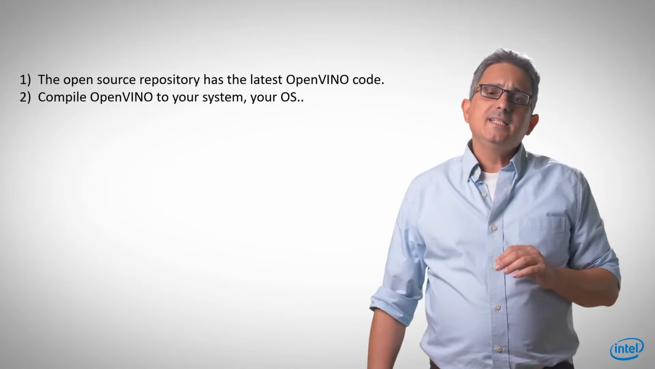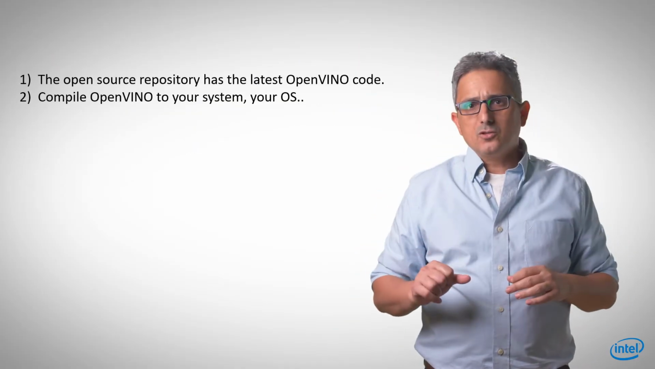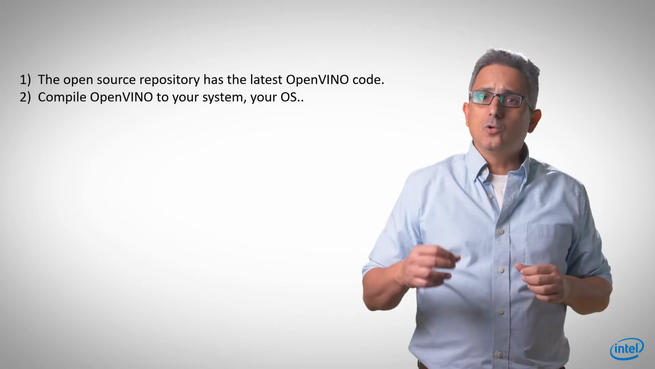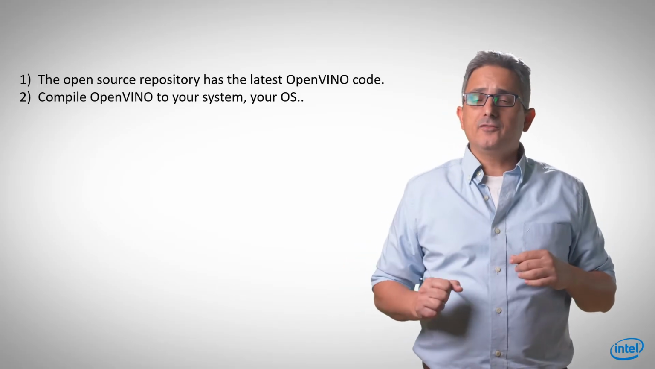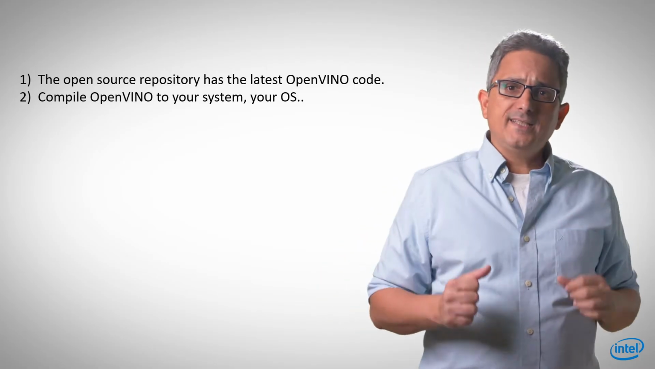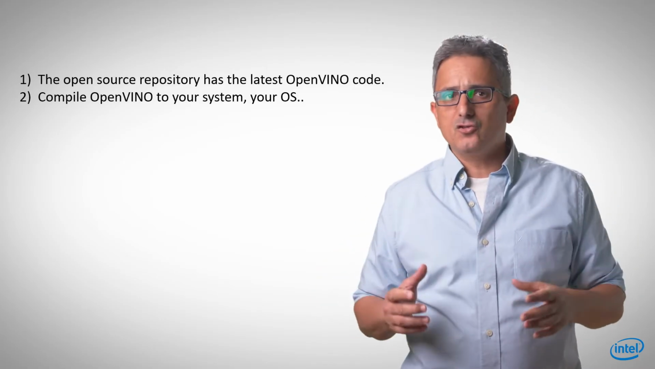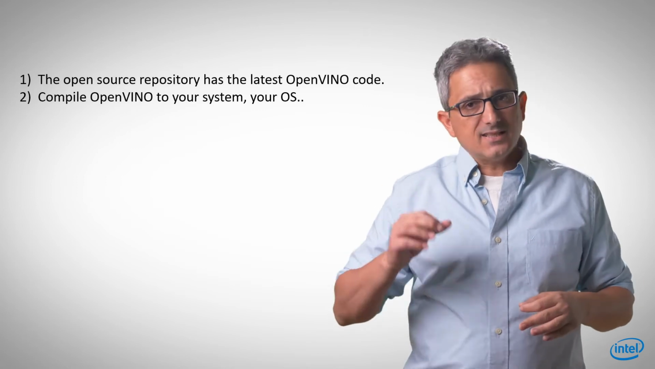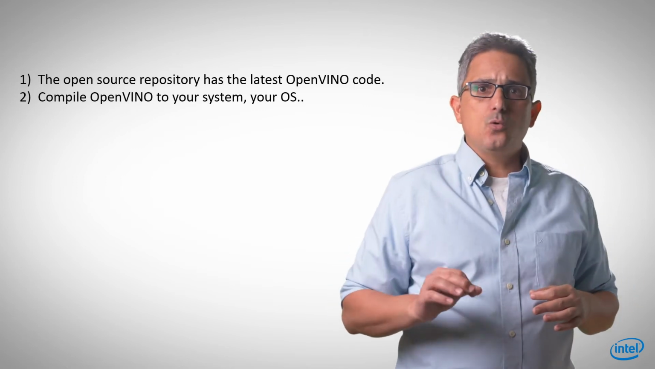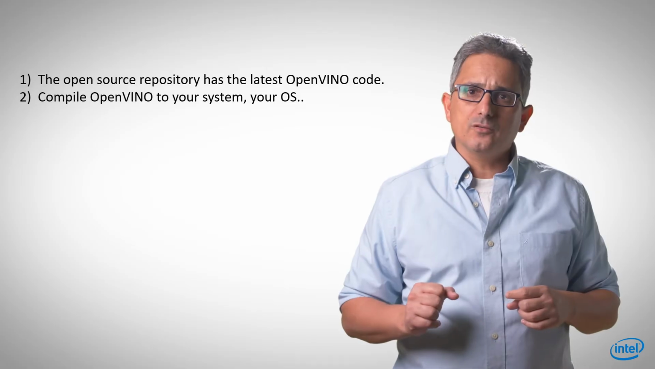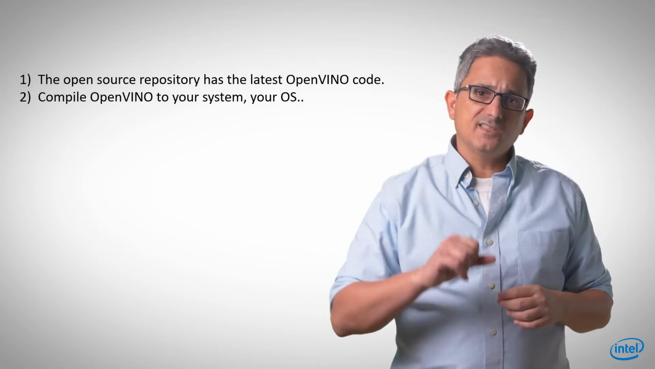Advantage number two is that you can take the open source code and compile it to your specific machine, your specific OS version. We are already supporting many operating systems, but there are so many others and many versions. If you need your customized one, this is your way to do it. Get the latest version and build it on your system.